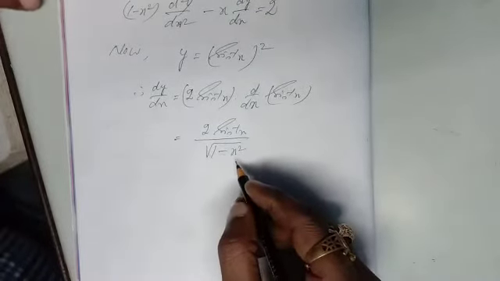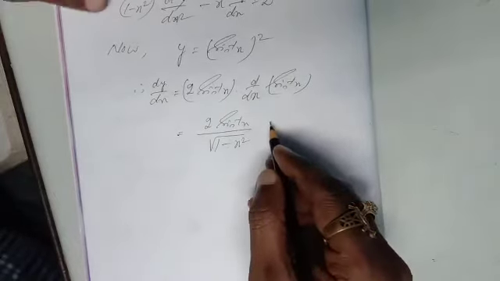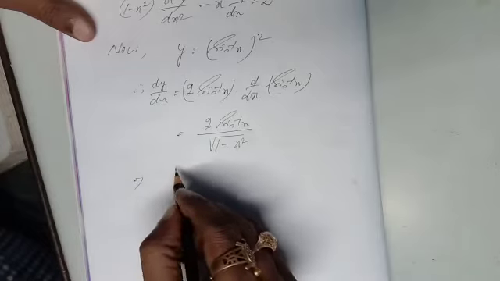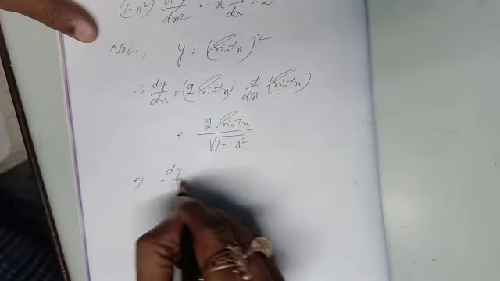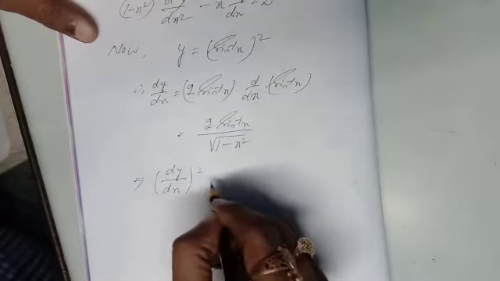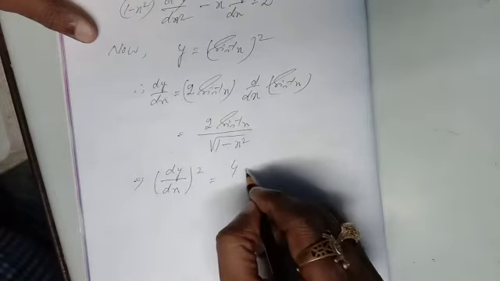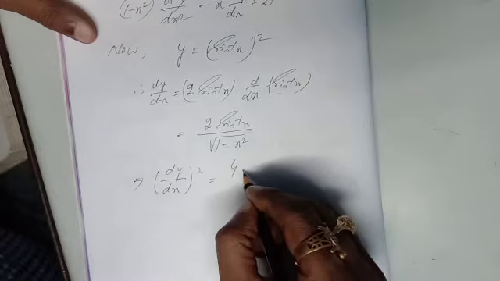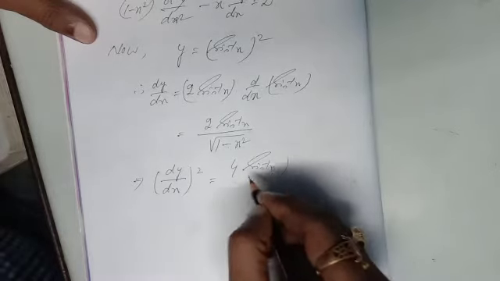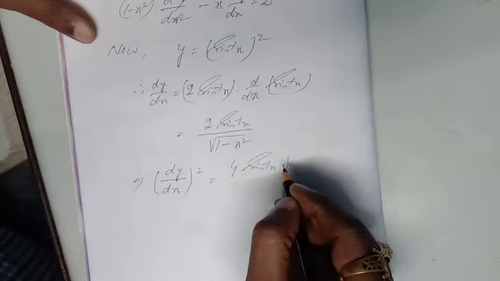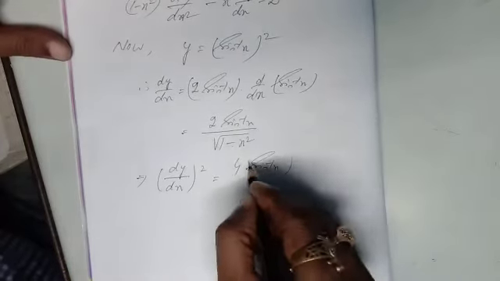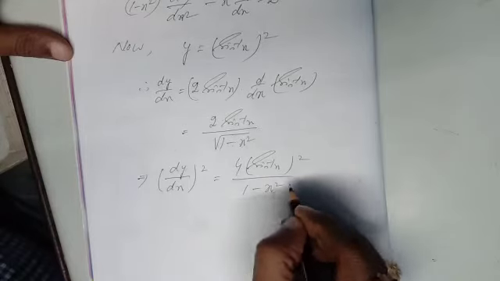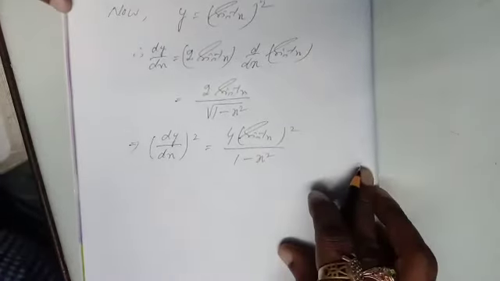Next you see, squaring both sides. What will we get here? dy by dx whole square will be 4 sin inverse x whole square, and this will be divided by 1 minus x square. Yes or no? Okay. Let us see next.